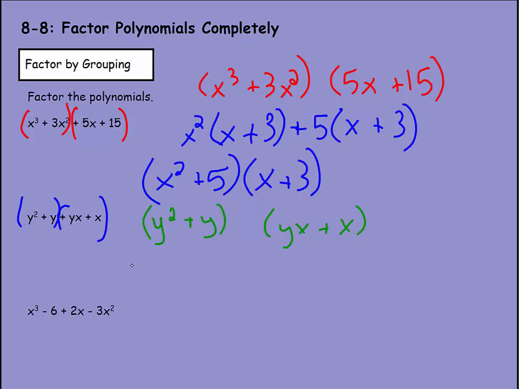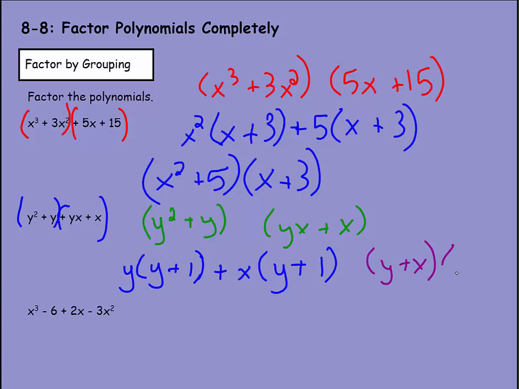Of this one I can factor out a y, which would give me y squared divided by y, which is y. y divided by y is 1, so y plus 1. This one I can factor out an x, and that would give me y plus x divided by x, is 1. And since this x I factored out was positive, it would be plus. So now I have y times y plus 1 plus x times y plus 1. They're both being multiplied times y plus 1, so our answer could be y plus x times y plus 1.